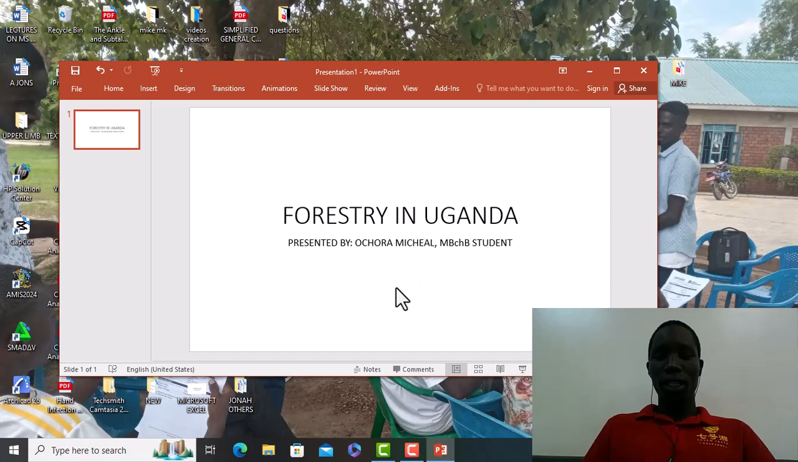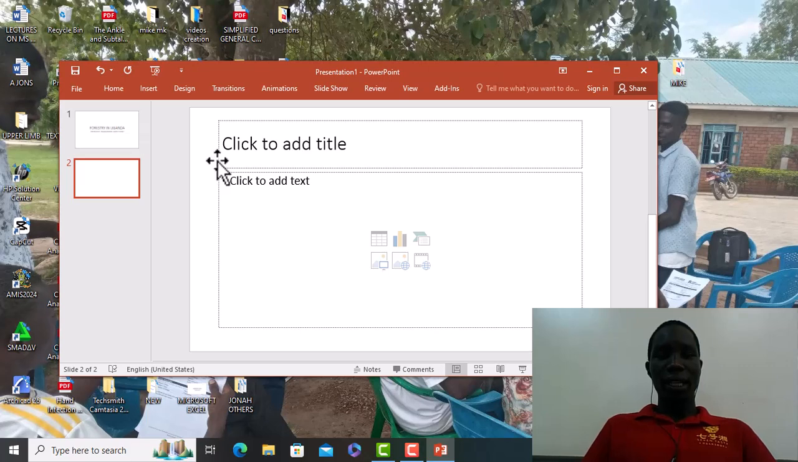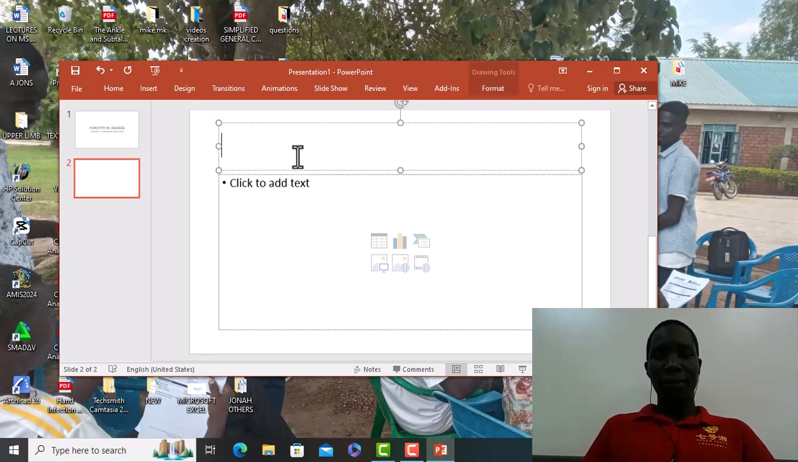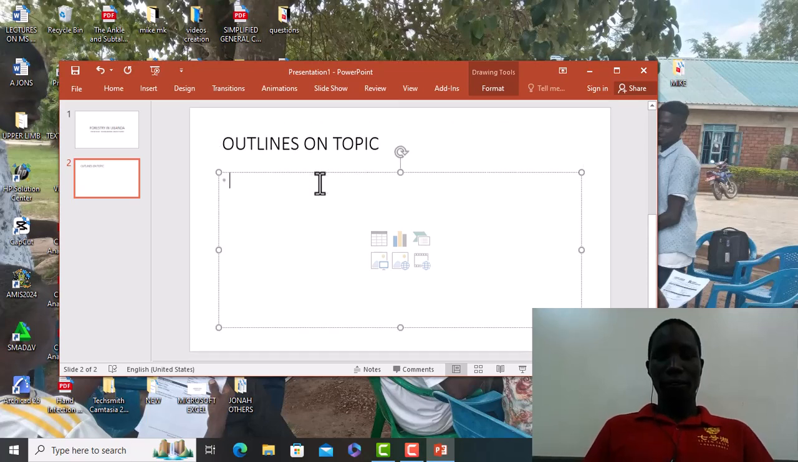This one you always use as the one for the introduction. So we come and insert another slide, a new slide. Here will now be containing what you'll have. Here I will use it for my outlines of what we are going to cover. First of all, I will take you through the introduction, that is now the definition. Definition of forest.